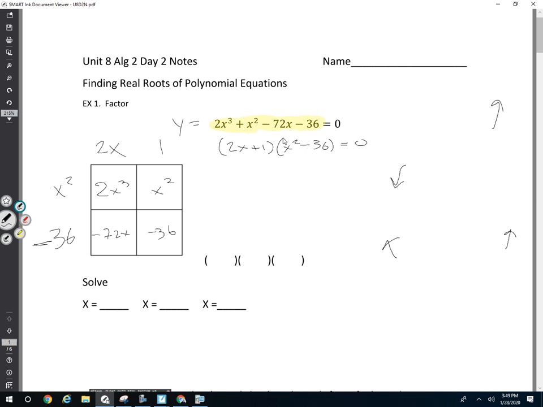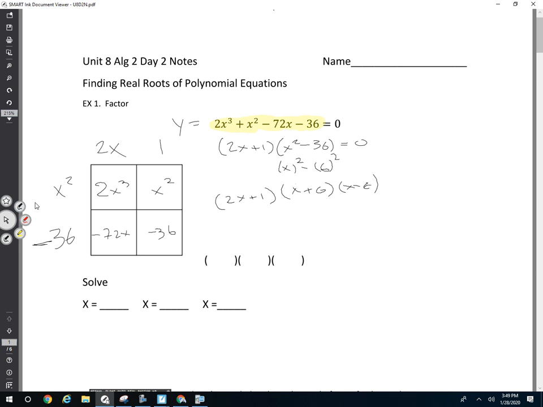Is there more I could do? I think you have the right idea. x squared minus 36 is a difference of squares. This is x being squared, and this is 6 being squared. It's a difference of perfect squares. So this is 2x plus 1, and this is x plus 6 times x minus 6. Difference of squares.